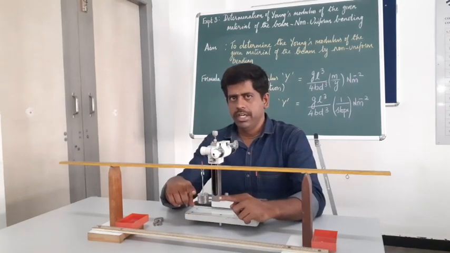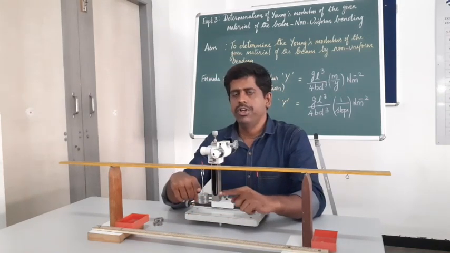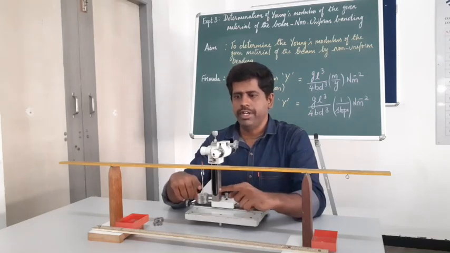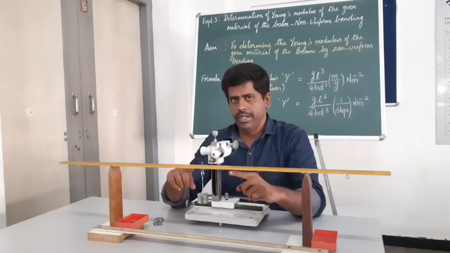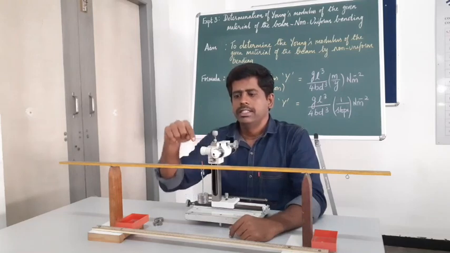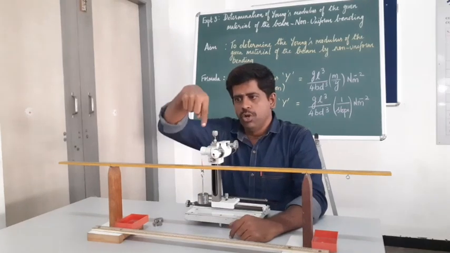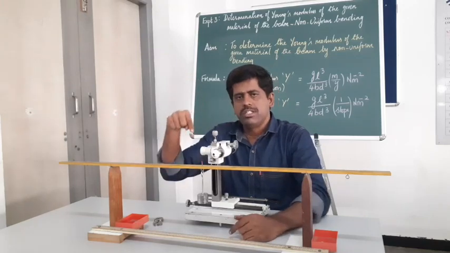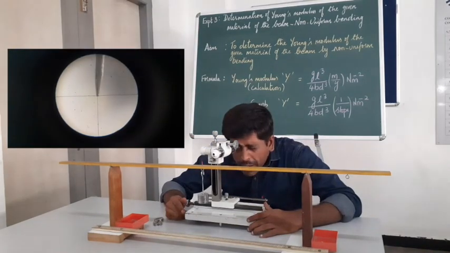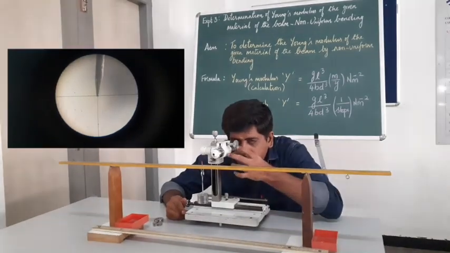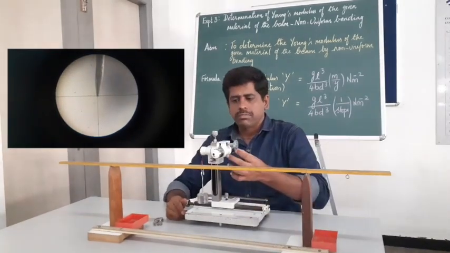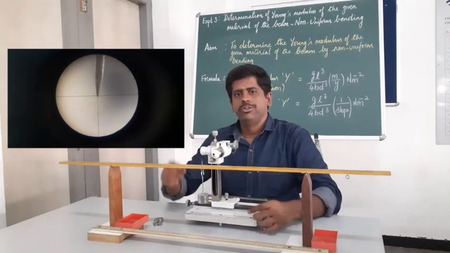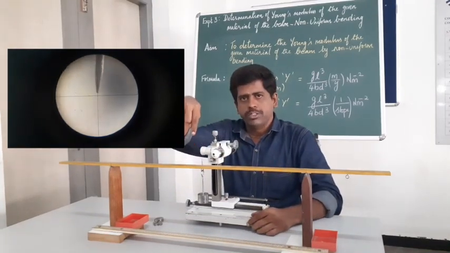As you can see here, due to the extra loading of 50 grams in the slotted weights, the beam will undergo a depression such that the alignment of the pin with the horizontal cross wire would have moved up, which I can see through my eyepiece with the microscope attached to this. This eyepiece will enable me to see how far the tip has moved up.